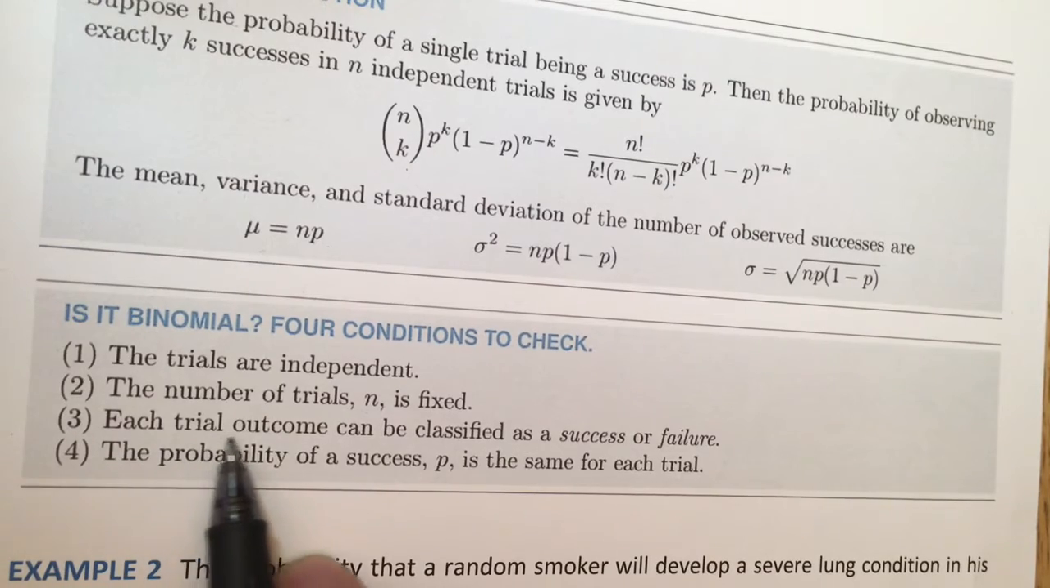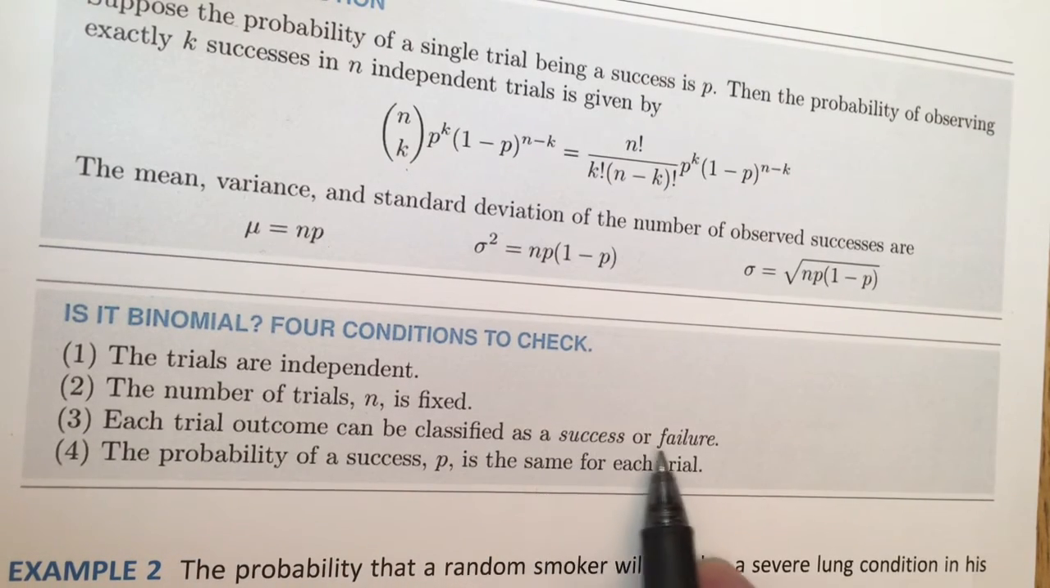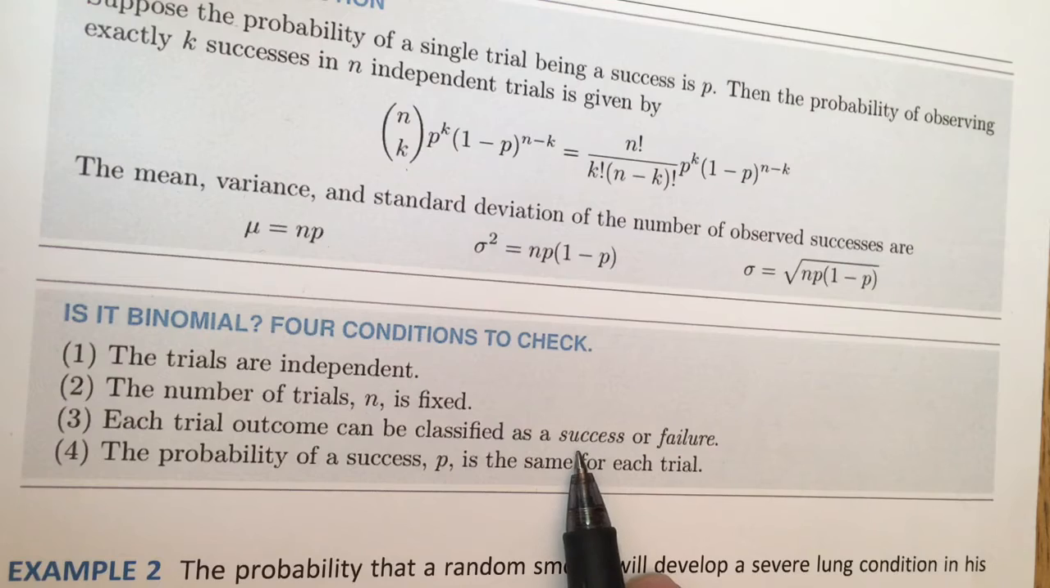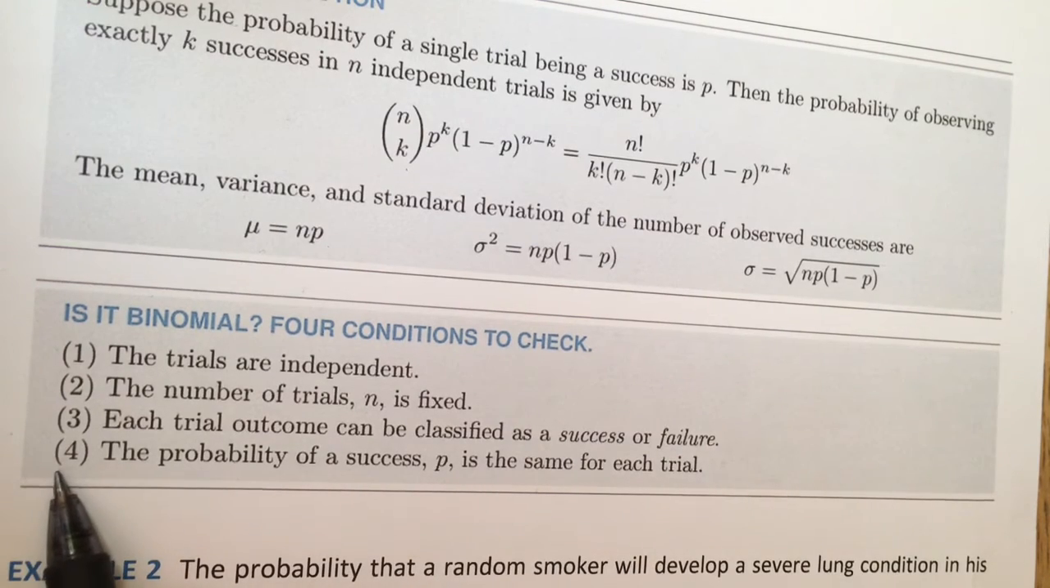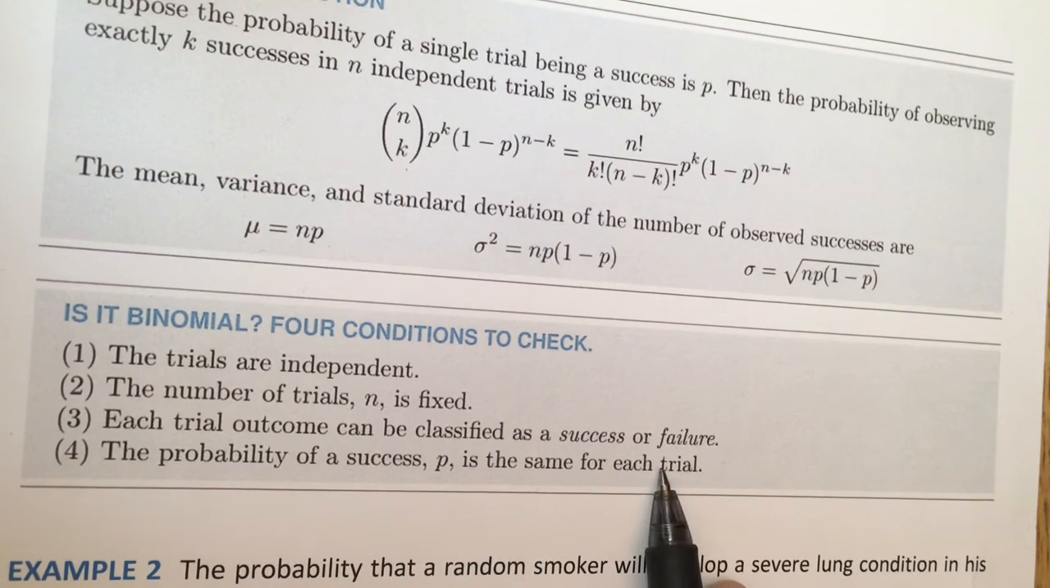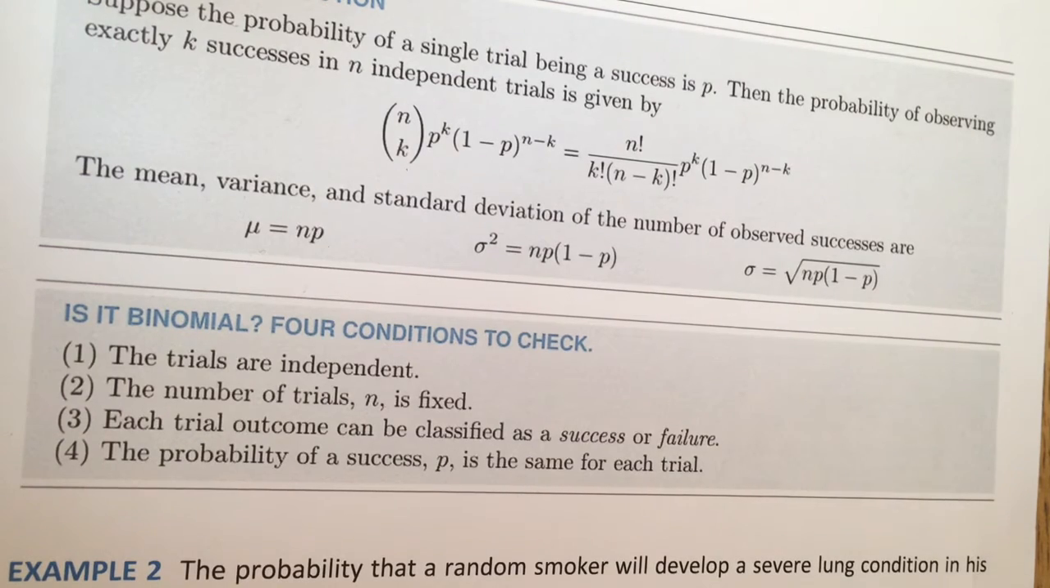Part 3, each trial outcome can be classified as a success or a failure. So there's really only 2 things we're looking at. Either I roll an even number or I don't. Either the person I choose owns a pet or they don't. I have a success or a failure. Just 2 possible outcomes. And that's why we call it binomial. Bi means 2. And part 4, the probability of a success, P, is the same for each trial. So every time I roll that die, I have the same likelihood of getting an even number, say. Or every time I choose a person from the population, the likelihood that they own a pet stays the same.